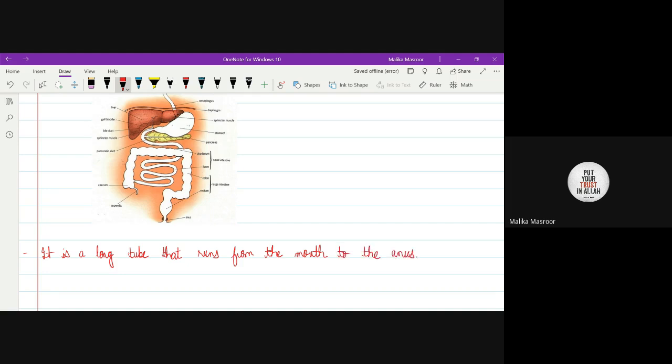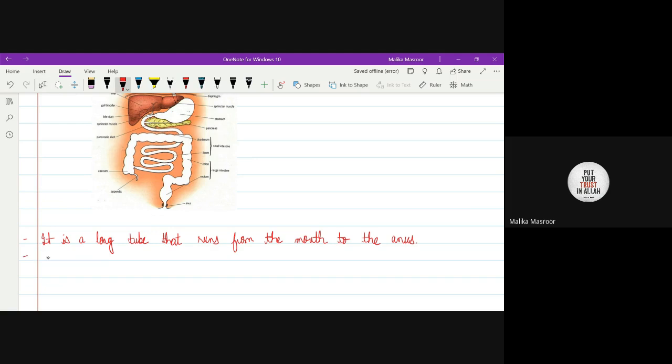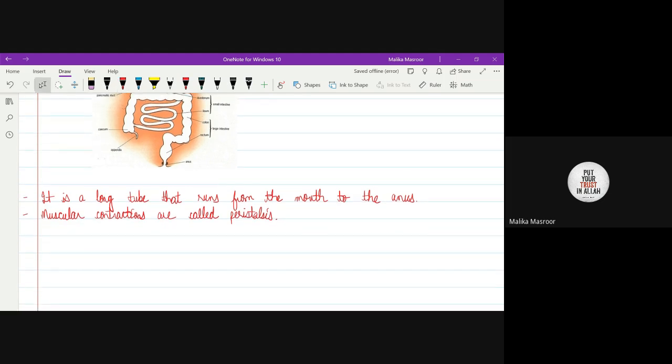Okay, and obviously the wall of the alimentary canal contains certain muscles which contract and relax to move the food along, right? And these muscular contractions are called peristalsis. It's also called wave-like contraction. So for food to slide very easily through your alimentary canal, it is lubricated with mucus. That is very important. Mucus lubricates the food.